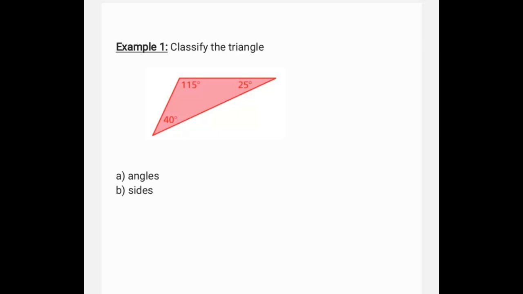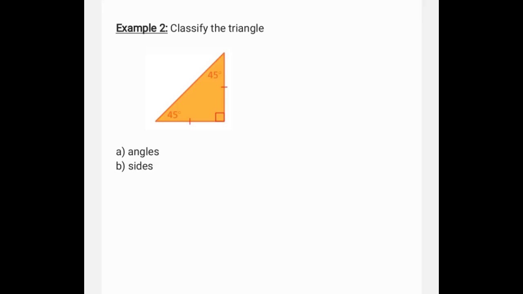This would have to be an obtuse triangle because in this area right here, I can see that the angle is greater than 90 but less than 180. The triangle is called an obtuse triangle. Now, if we look on the outside legs of the triangle, we can see that the outside measurements are all different because the angles inside are all different. So because of that, this is called a scalene triangle.